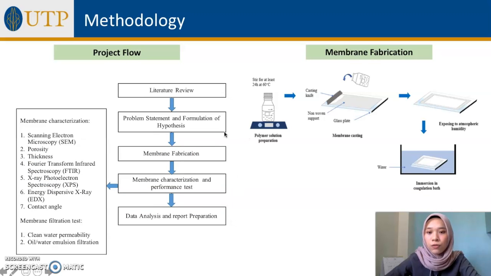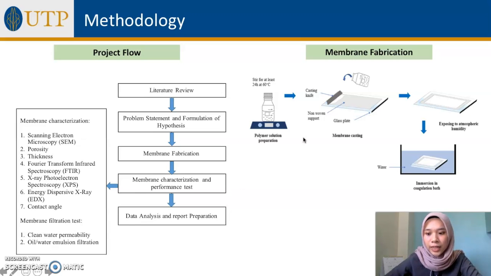So this is the flow in conducting this project, where first I start with the literature review and then come out with the problem statement and formulation of hypothesis, and then the membrane fabrication, and then membrane characterization and performance test, where here is the list of membrane characterization and membrane filtration tests. And with the data collection, we proceed with data analysis and report preparation.